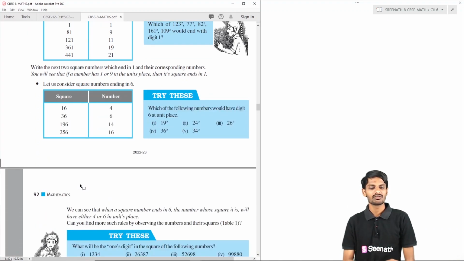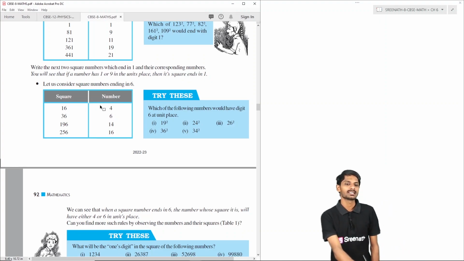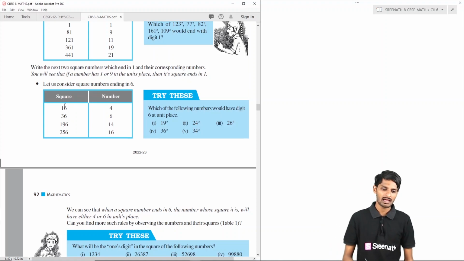And if you consider here, if there is 4 or 6 in the units place of a number, then its square number has 6 in the units place. If you can see here, this is the thing.